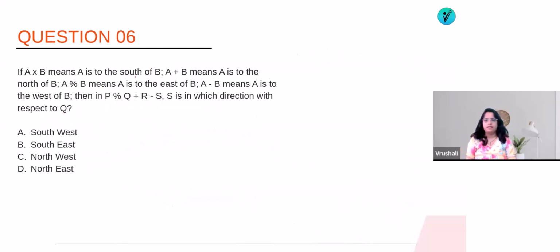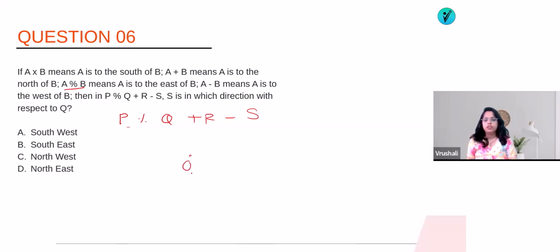Question number 6 is here. What are they saying? If A into B means south, plus means north, percent means east, minus means west, what is the meaning of P percent Q plus R minus S? So P percent Q. What is meant by percent? P is to the west of Q.